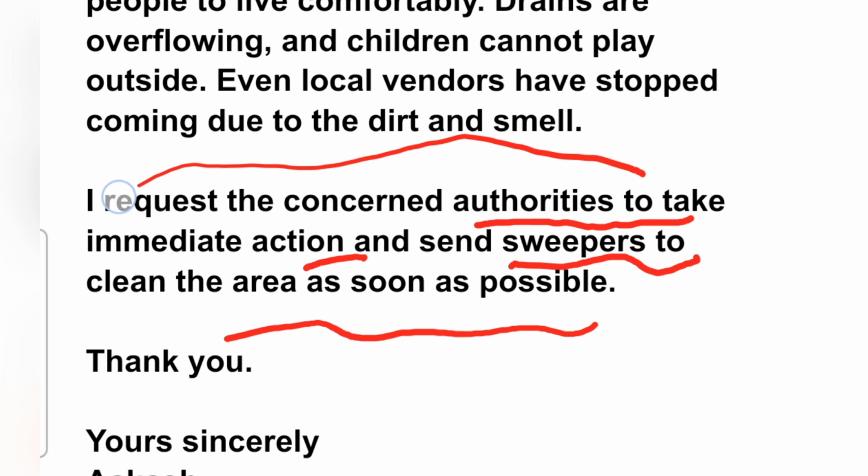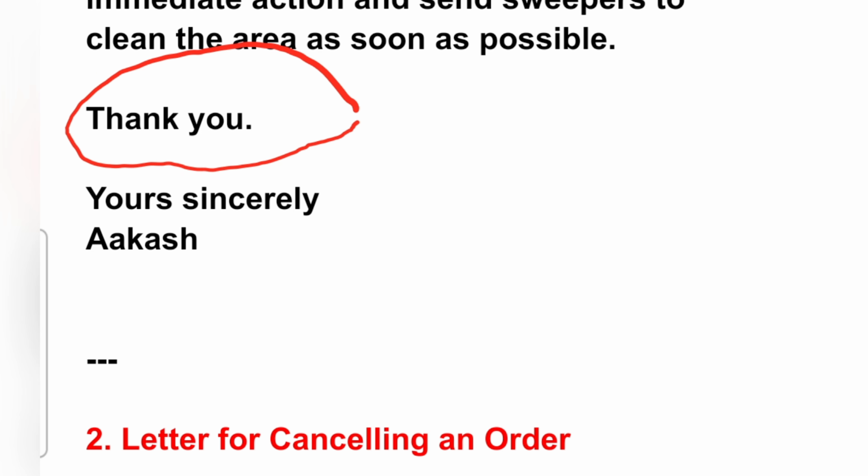So you can say that these are the closing line, which is a polite request for urgent action. Then thanking you, or thank you. After that, yours sincerely, Akash, means your name and signature.